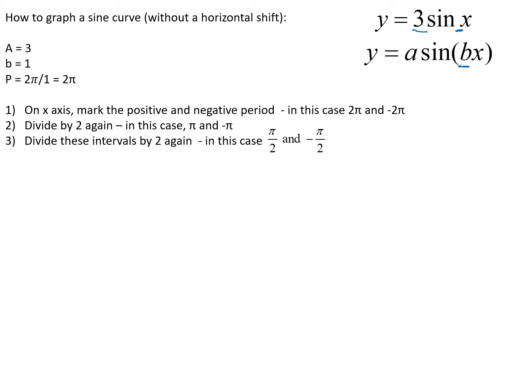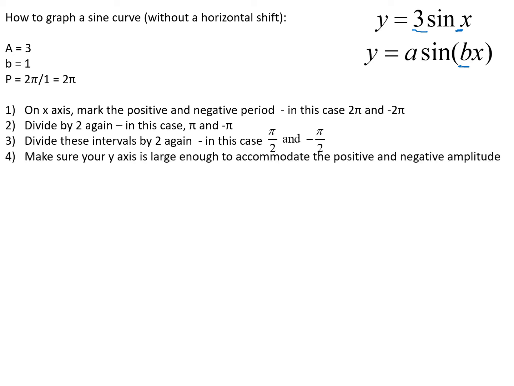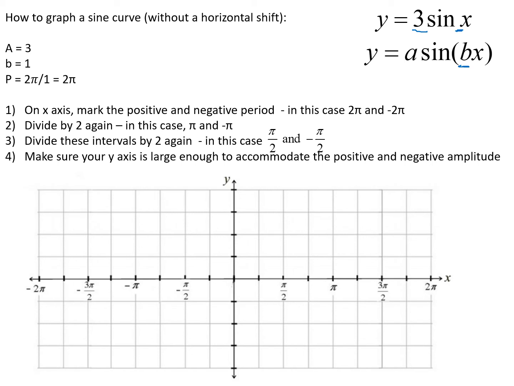So really what you're doing is you're taking your period, which is 2 pi, and you're dividing it by 4. That'll give you 1 cycle. And then you'll repeat all of that on the negative side to give you the second cycle. And just make sure your y-axis is large enough to accommodate the positive and negative amplitude. In this case, it'll be 3. So this is kind of what your graph will look like, right?